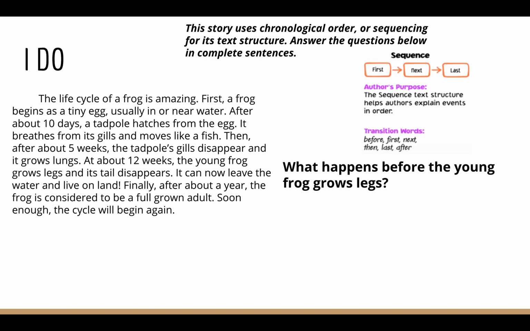The next question I need to answer, what happens before the young frog grows legs? Same thing here. I'm going to go back in the text, locate the answer, restate the question, provide the correct answer. Before the young frog grows legs, the tadpole's gills disappear and it grows lungs.